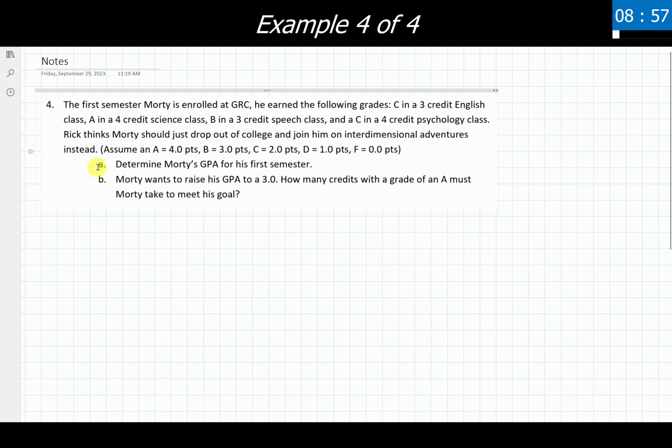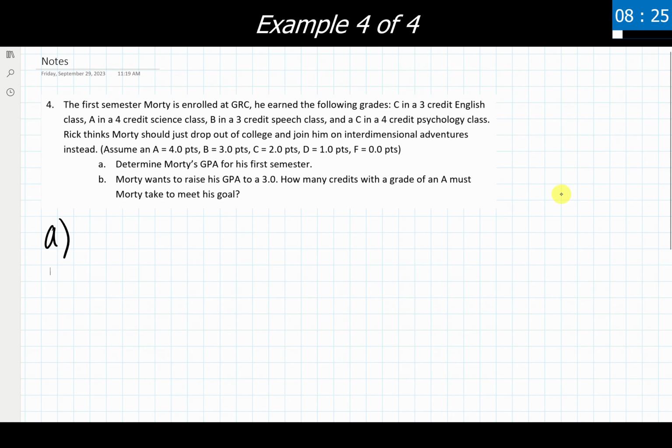So we have two parts to this that we're going to go through. We want to first determine Morty's GPA for his first semester. We then want to see, well, Morty wants to raise his GPA to a 3.0. Maybe it's a little bit of a hint at where his GPA is in the first semester. How many credits with a grade of an A must Morty take to meet his goal? So we have two parts to this, and we'll go through them each individually here. So let's start with part A.